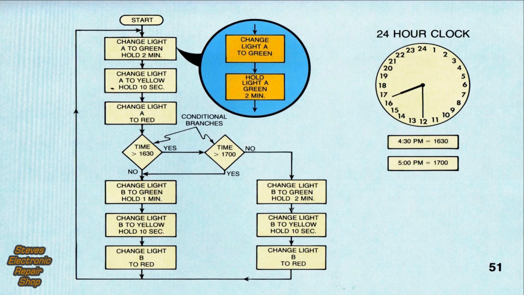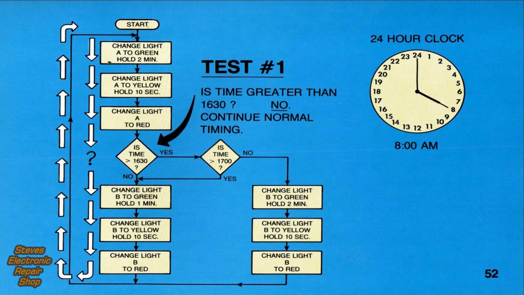The light A routine is not altered. However, we now have 2 light B routines. The real test of a flowchart is to try it and see if it works. Our first run-through is for a time of 8 a.m. Starting at the top and following the arrows, we proceed normally through the 2-minute light A cycle.